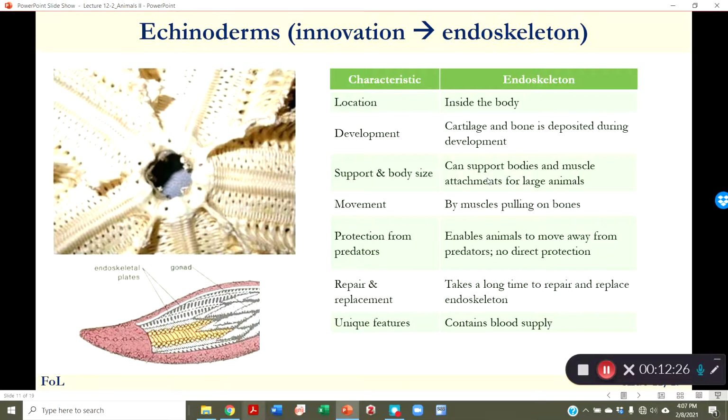The skeleton doesn't provide a ton of protection from predators, but it does allow animals to use those muscle attachments to move quickly so they can move away from predators. The endoskeleton is really hard to repair, and because it does usually happen during development. Interestingly, an endoskeleton contains its own blood supply.